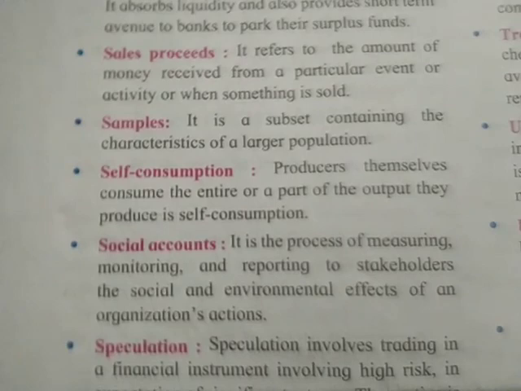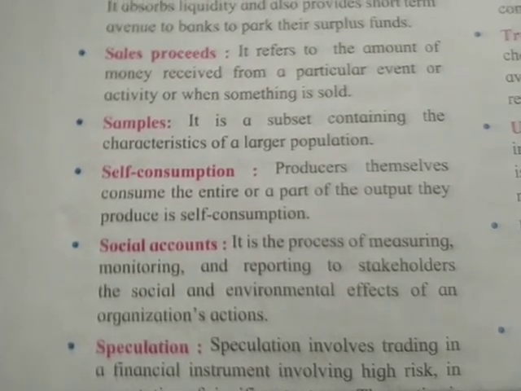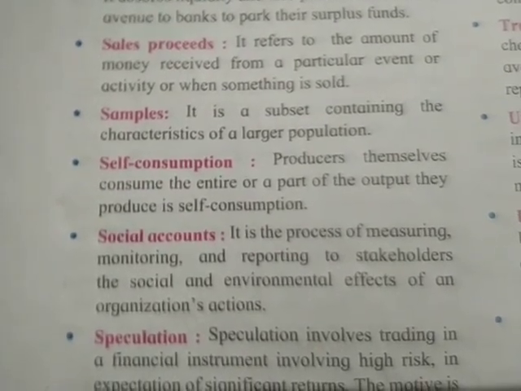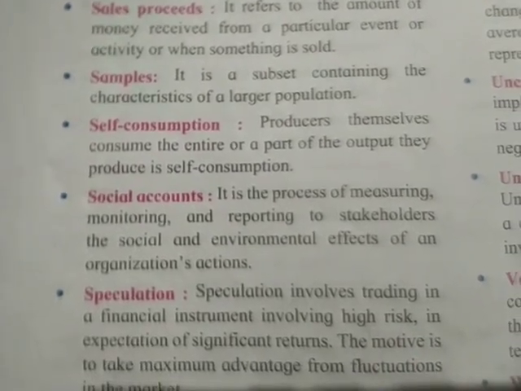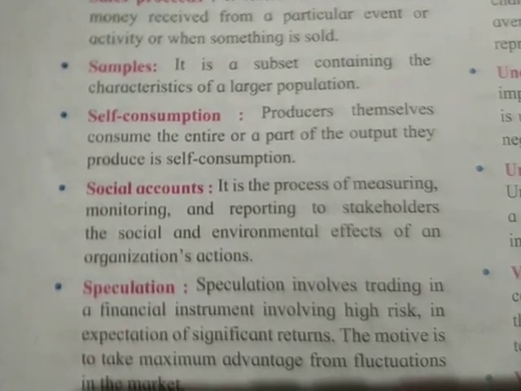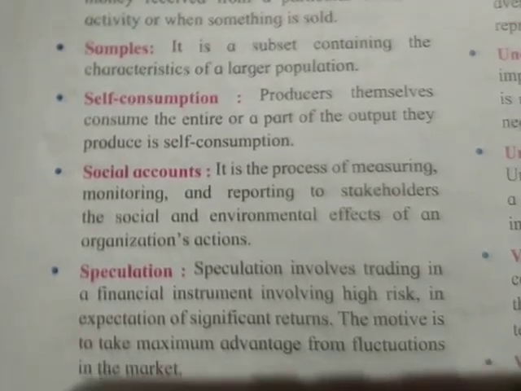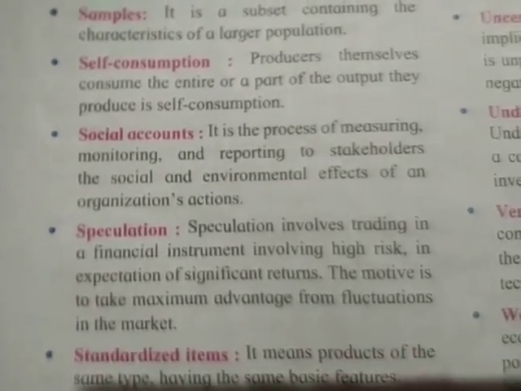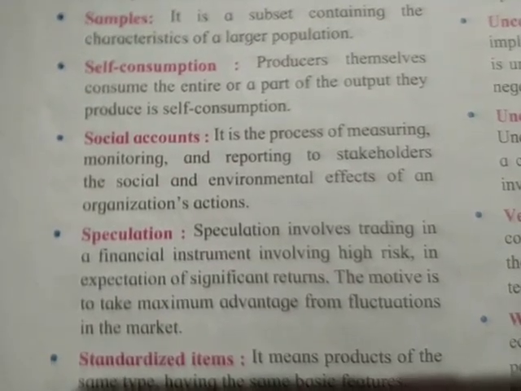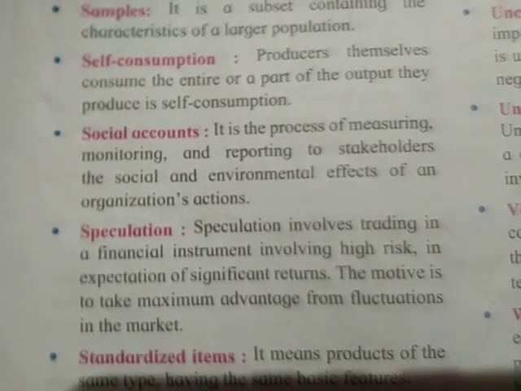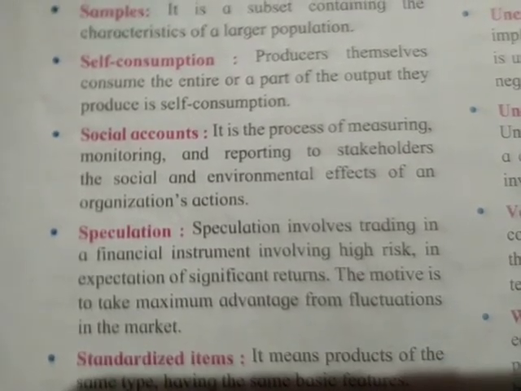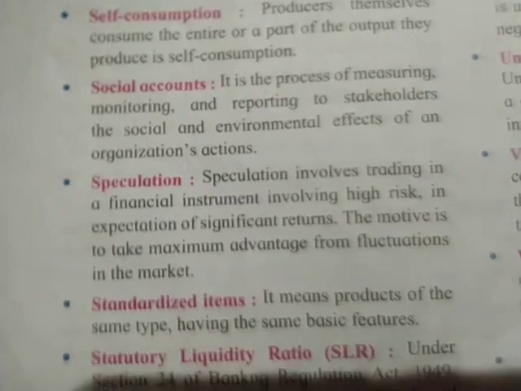Sales proceeds. It refers to the amount of money received from a particular event or activity or when something is sold. Samples. It is a subset containing the characteristics of a larger population. Self-consumption. Producers themselves consume the entire or a part of the output they produce is self-consumption.